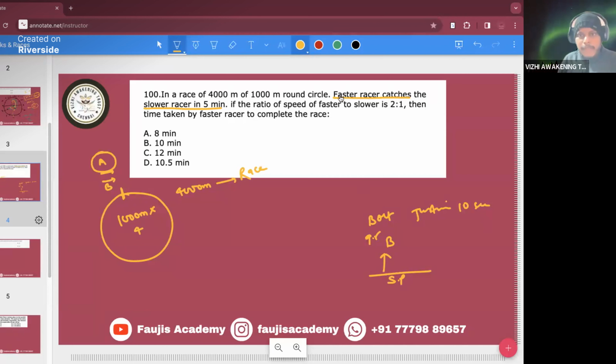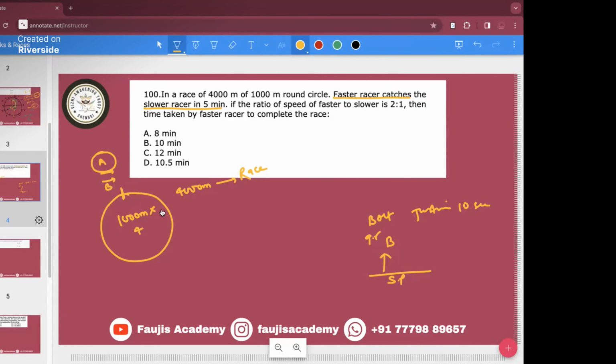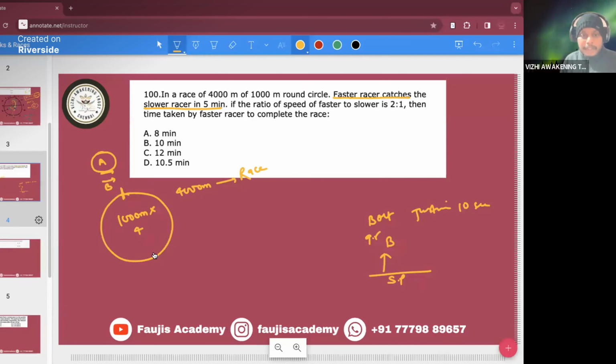And what do we mean by faster racer catches the slower one? Catches the slower one, matlab, means what? Overtake. Okay, where and when will this chap overtake? Say this one is running somewhere, and B is running somewhere. He completed one round. Well, let me use this color. Let's say A is here. Okay, B was here.